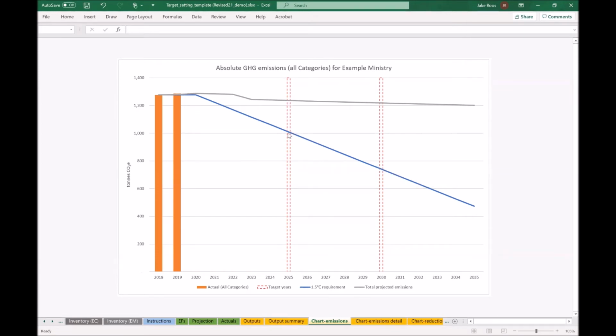So that would be below the blue line at those 2 points in 2025 and 2030. Now, as you can see, at the moment, example ministry is nowhere near that. They're way above that line in those 2 years, and in fact the entire time. So we're going to have to go back to projections and enter some more changes. So let's do that now.